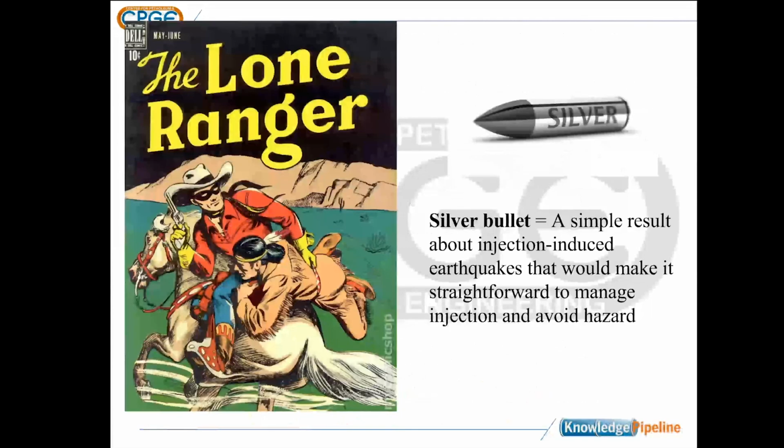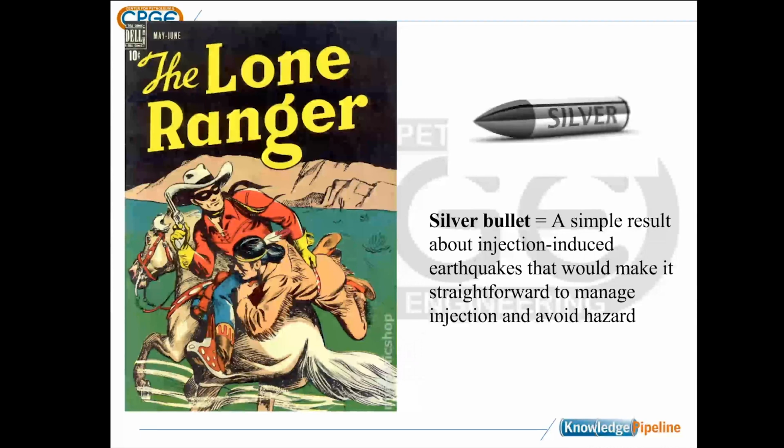Now, what people would like is what I call a silver bullet. That would be a simple result about injection-induced earthquakes that would make it straightforward to manage injection and avoid hazard. And when I was a kid, it was the Lone Ranger. He used silver bullets to maintain the frontier.